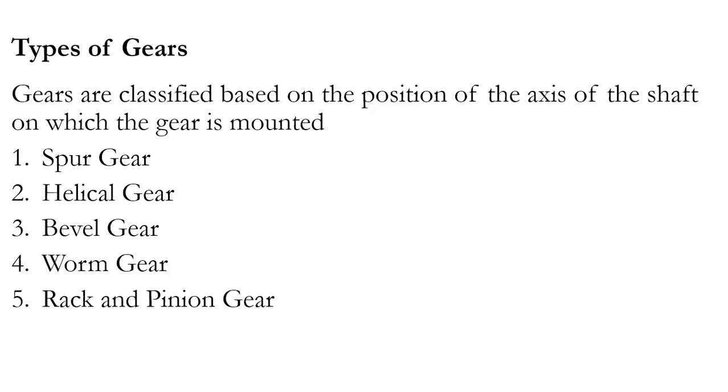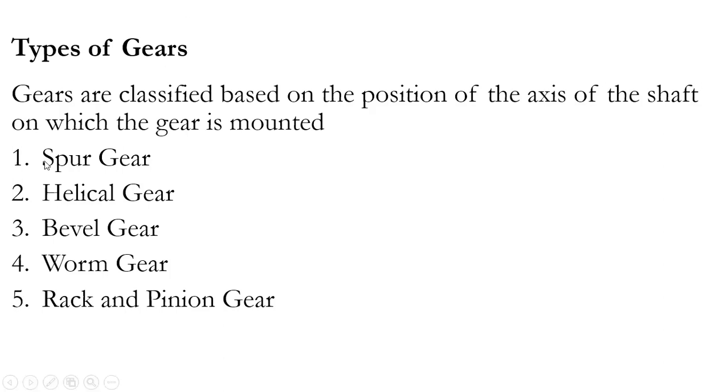So here again, gears are classified based on the position of the axis of the shaft on which the gears are mounted. We will consider how the positions of the axes of the shafts are, whether they are parallel to one another, whether they are perpendicular to one another, whether the shafts are intersecting, or whether the shafts are non-parallel to one another. We will consider all these parameters, like the position of the axis of the shaft on which the gears are mounted, and by considering that parameter, we will classify the gears into 5 types, and we will see what those 5 types are here.